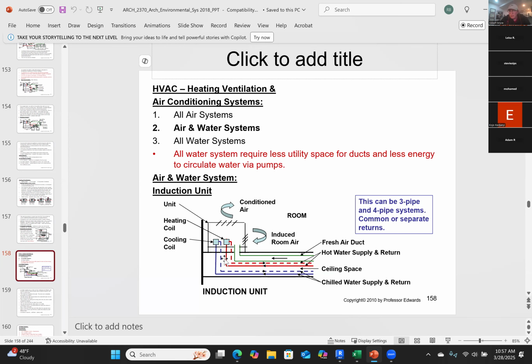But this is basically, we talked about this. This is how we chill and heat the air. It could be chilled and heated in each space, or it could be chilled and heated in a remote space and sent to each of the spaces. And then we can run the air across it in order to get that chilled air or that heated air.